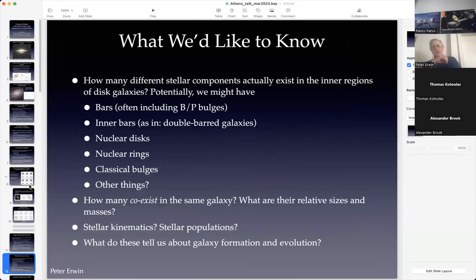So these are some of the things we'd like to know in this context. We'd like to know how many distinct stellar components there actually are in the inner regions of disk galaxies. Some of the possibilities include bars, including often boxy peanut bulges, inner bars, as you would find in a double barred galaxy, nuclear disks, which is the stereotypical idea of a pseudobulge, nuclear rings, classical bulges, assuming they exist, and maybe other things we hadn't really been aware of. We'd like to know how many of these things coexist in galaxies and what their relative sizes and masses are, their stellar kinematics, populations, and so forth.